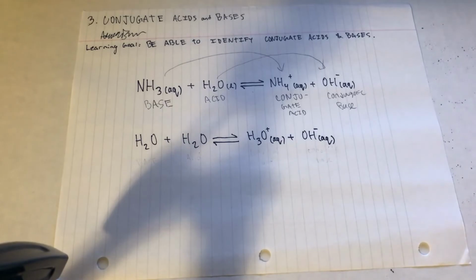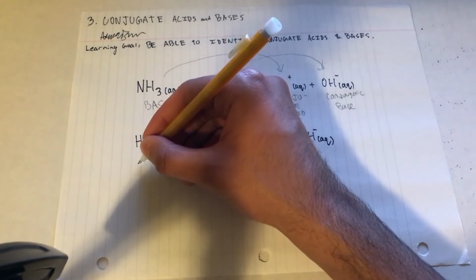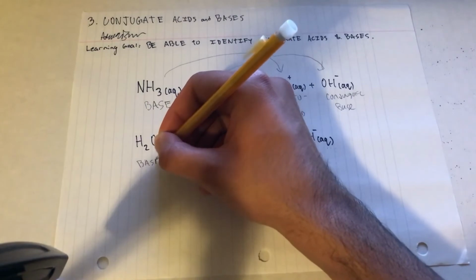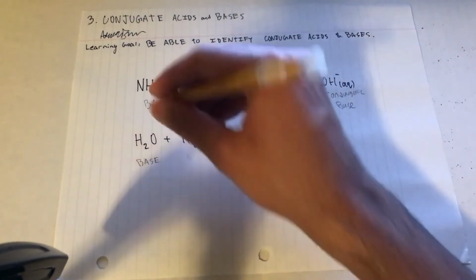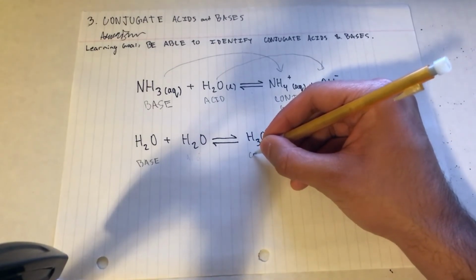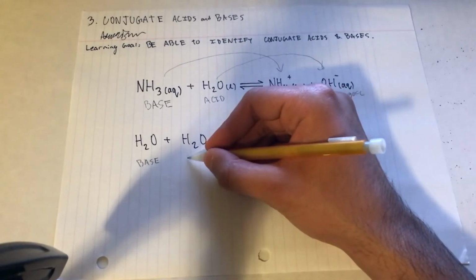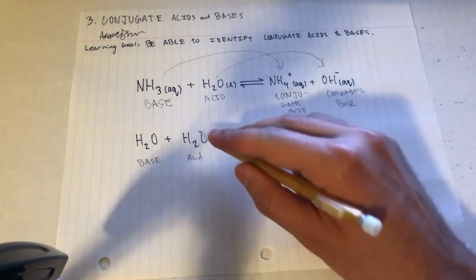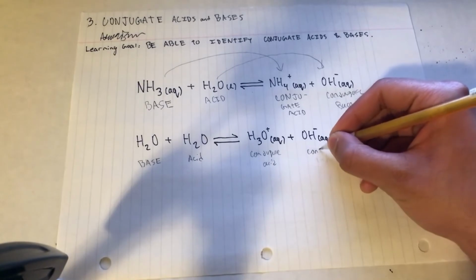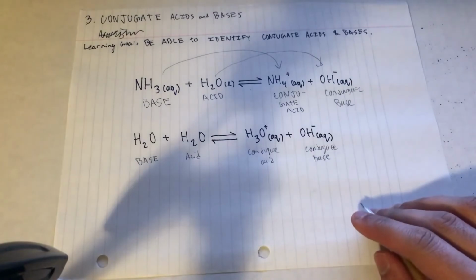Now, if you paused the video and finished it, that's great. I'll do it myself now. They're both the same, they're both water. So this could be the base, and it accepts a proton and becomes hydronium here, making this its conjugate acid. This has to be the acid, right? And it loses or donates a proton to become hydroxide, meaning this is the conjugate base of this acid.